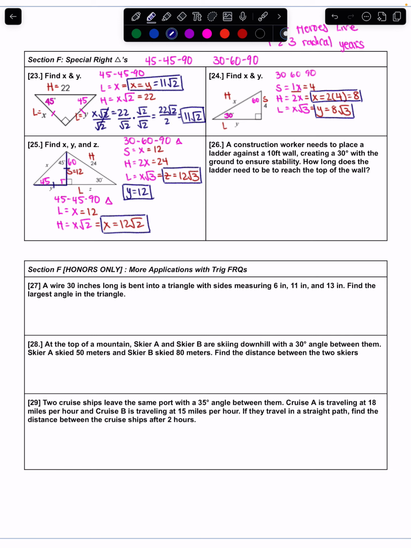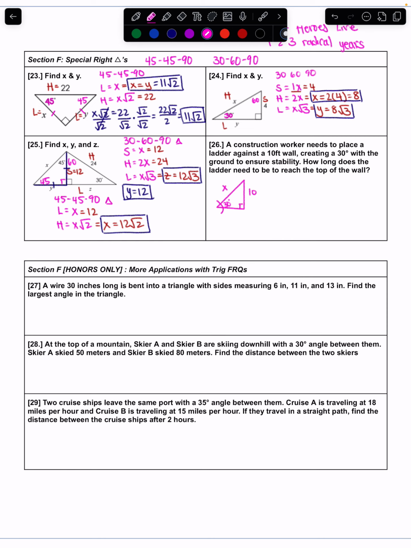And then we're on our last one, number 26, okay? So this one, you're expected to be able to draw that diagram. So a construction worker needs to place a ladder against a 10-foot wall. So let's just go ahead and make that diagram. So here's 10 foot, creating a 30-degree angle with the ground to ensure stability. Okay, here's the ladder that we're ultimately trying to find. And it's telling us, hey, this thing right here, that's 30 degrees. Okay, how long does the ladder need to be to reach the top of the wall?